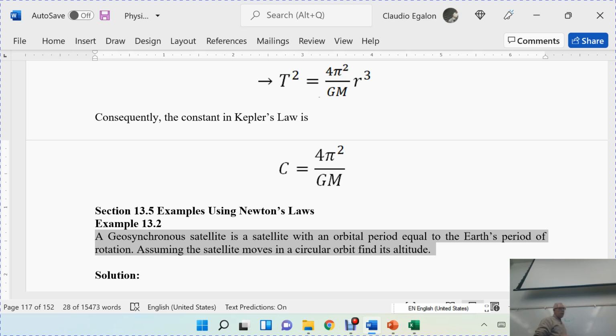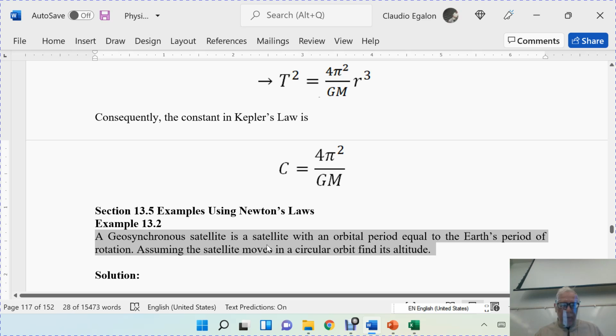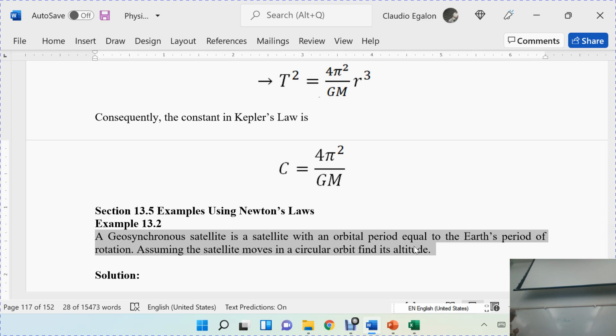And we can calculate that. But first, let's calculate the altitude of the satellite. We want to find out its altitude. Here we have the Earth, somewhere around here. We're going to calculate this distance. Here we are sitting on the surface of the Earth.